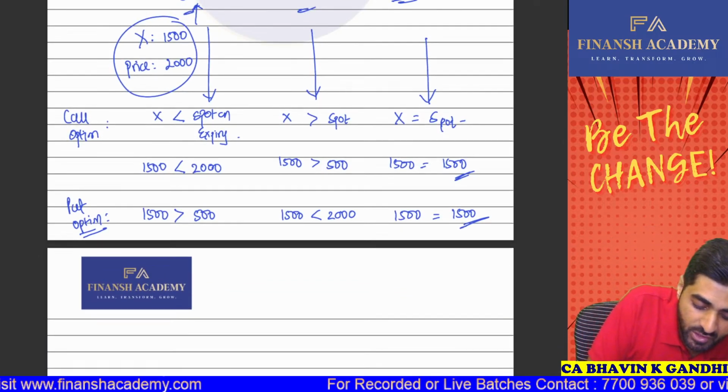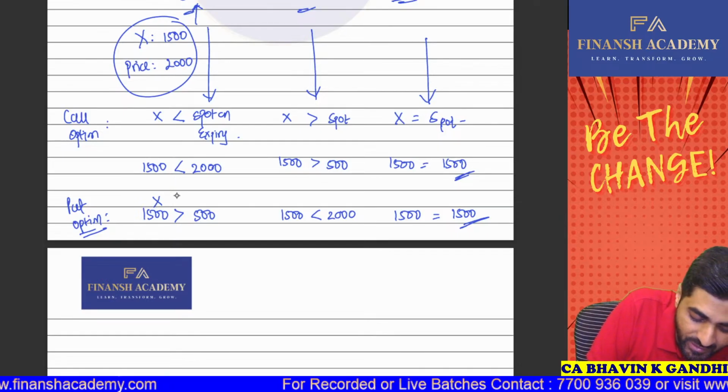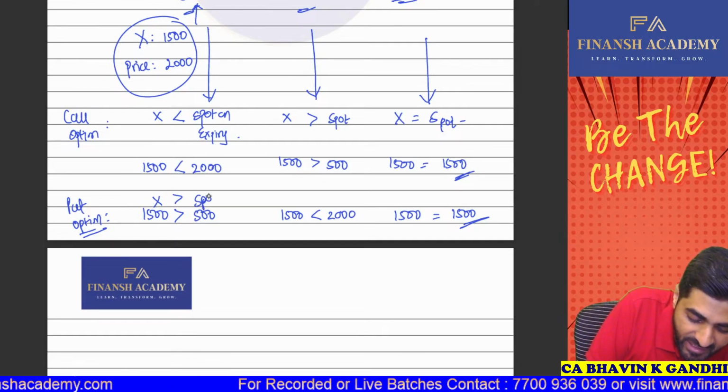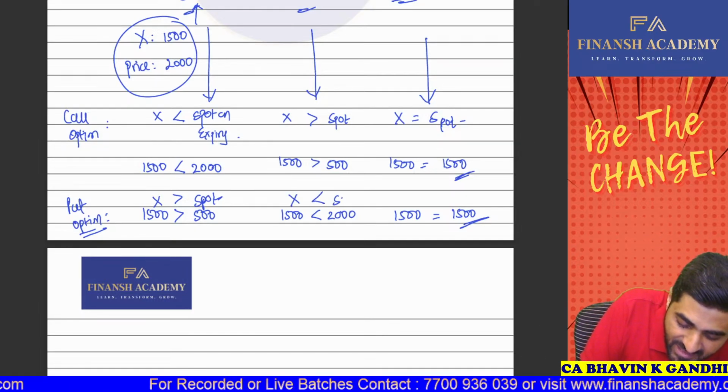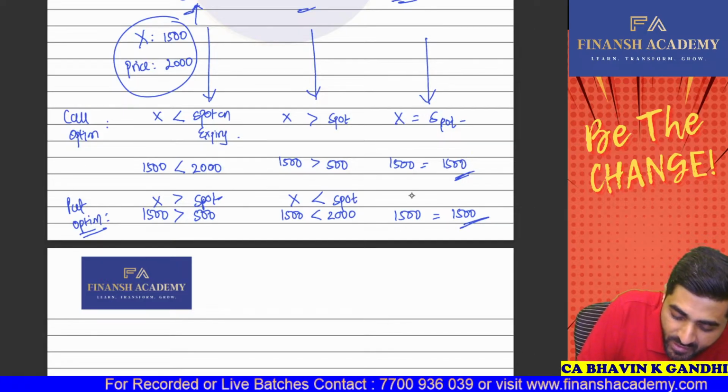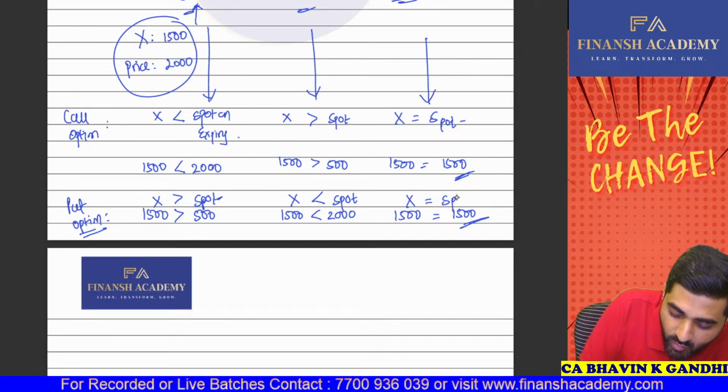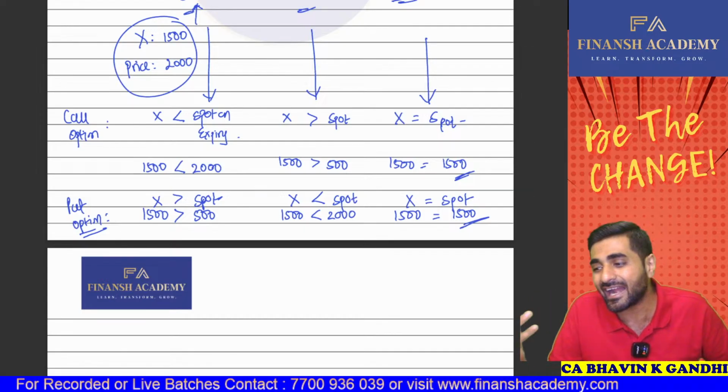put option. So for your put option, my dear students, when the exercise price is greater than spot, we will say it is in the money. When the exercise price is less than the spot, we will say out of the money. And whenever your exercise price is equal to spot, this will be called at the money.